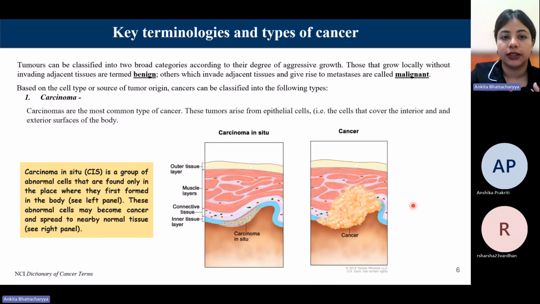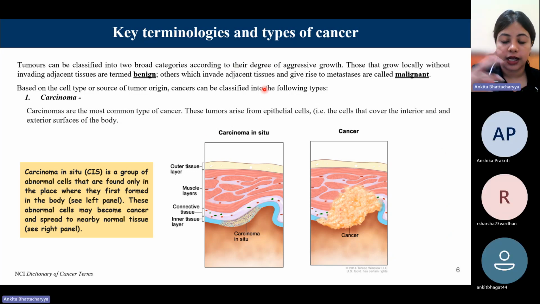Following this, we had learned about the difference between benign and malignant disease. We had learned about the different types of tumors, which are classified based on what cell type the cancer has arisen from, starting off with carcinomas, which were the most abundant form of cancer that is most commonly diagnosed. We had understood the different subclassifications within carcinoma as well. And before getting there, we had understood the difference between carcinoma in situ and disease that has become truly cancerous. So these were some of the initial stages that we had understood.